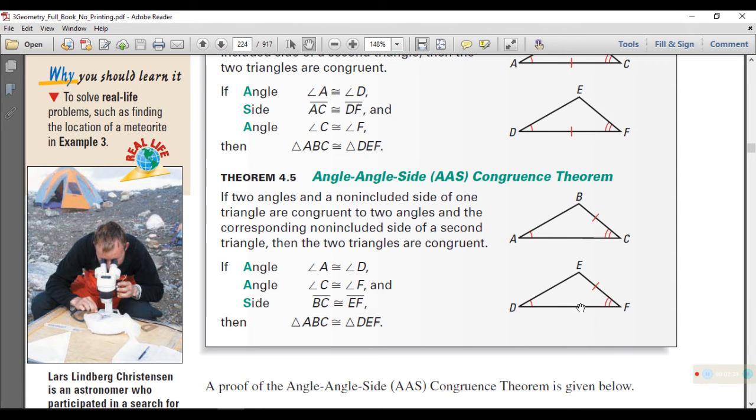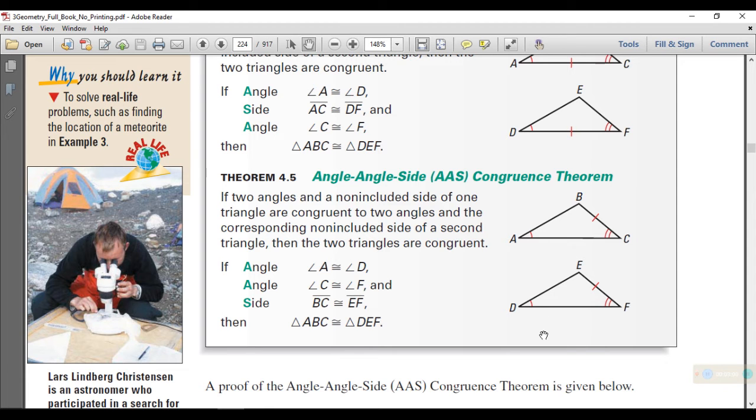side DF. So, if you are going to make use of BC and EF, we are going to call them non-included sides since they are not between our angles. You can also use AB congruent to DE. AB and DE are also non-included sides.